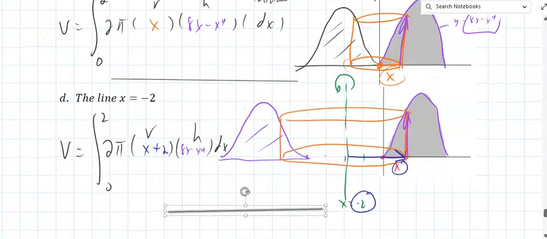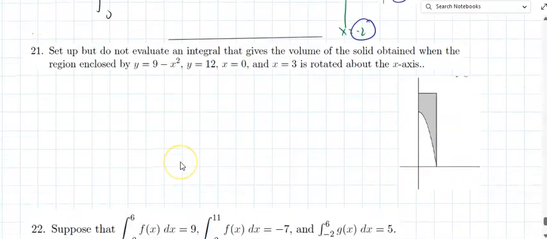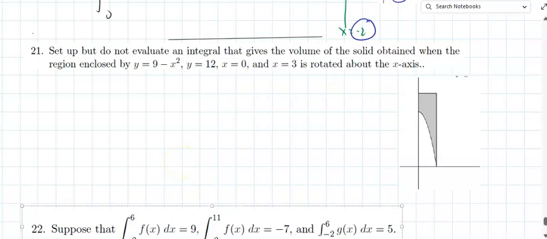Let me adjust the last piece. Okay, I just adjusted the last piece. Now let's see how this works. Setup, do not evaluate the volume. Okay, they're talking about y equal 9 minus, it's right there. That is y equal 9 minus x squared.